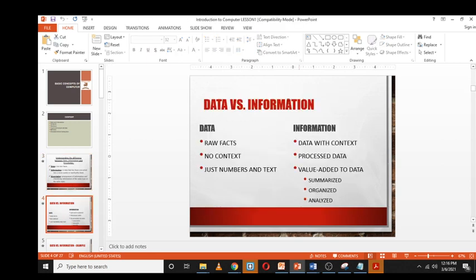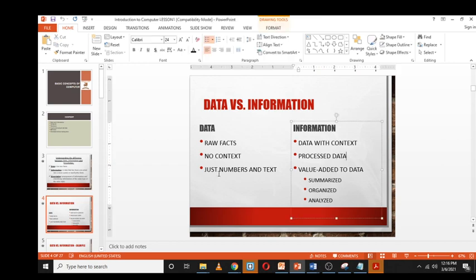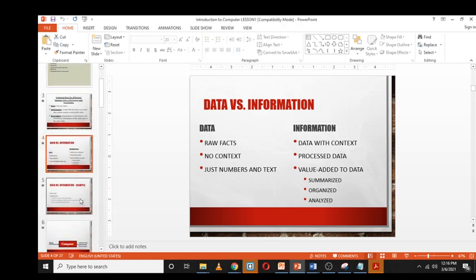Okay, so the next slide, we're just going to look at the difference. So data is raw facts, while information is data with context. Data has no context, while information is processed data. And data, these are just numbers and text that do not have any context, while information, these are value added to data, like something which is summarized, something which is organized, or something which is analyzed. Okay, I bet by now you understand the difference between the two.